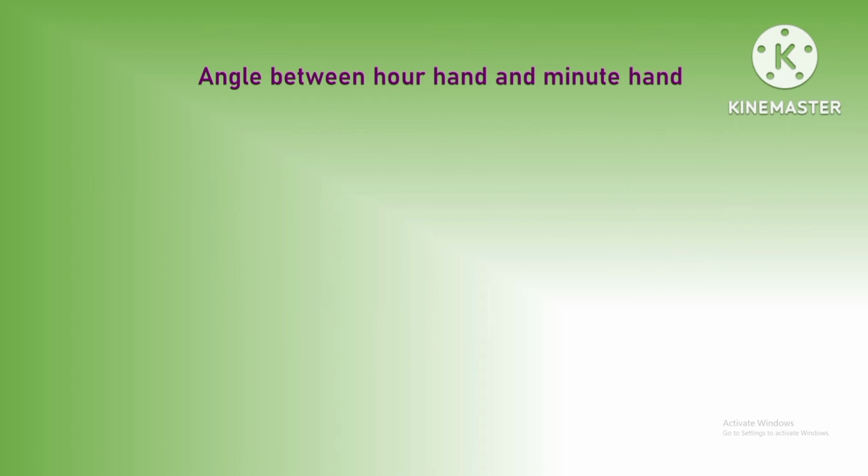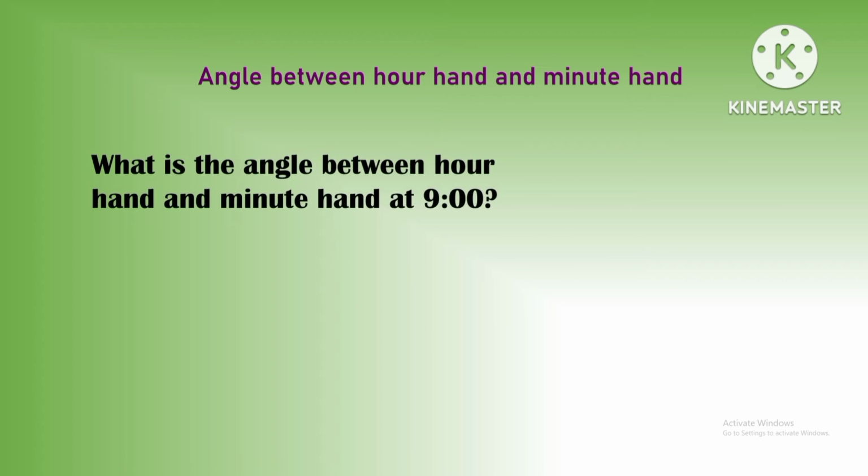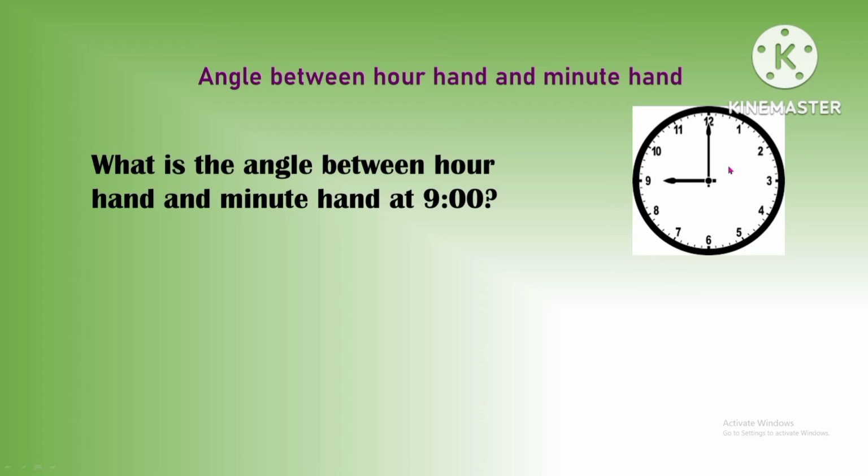So the next problem is, what is the angle between hour hand and minute hand at 9 o'clock? So in 9 o'clock, by seeing the diagram itself, we shall say the angle between the hour hand and minute hand is in the form of right angle. Just like the 3 o'clock, for 9 o'clock also, it will be in the form of right angle. So the answer is 90 degree.